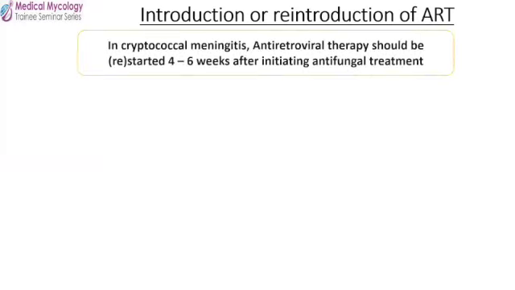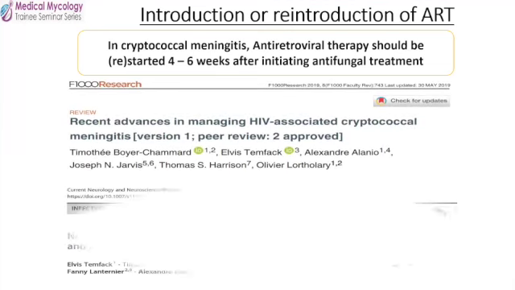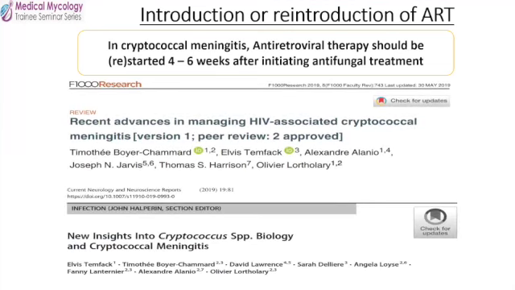So there's always this question about when to introduce or to reintroduce antiretroviral therapy in a patient with cryptococcal meningitis. We acknowledge the fact that most of these patients have advanced HIV, some of them have TB, and TB recommendations say the lower the CD4, the earlier the start of antiretroviral therapy. But for cryptococcal meningitis, we need to defer antiretroviral therapy by 4 to 6 weeks after we've initiated antifungal treatment, because of the high risk of immune reconstitution inflammatory syndrome. We elaborated this very clearly in one of our recent papers that we shared 2 years ago.